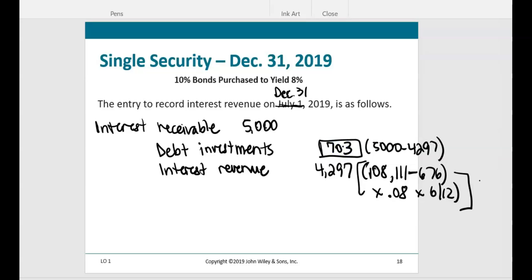Let's take a look at what else we need to record, because remember, so far all we've done is take our debt investments down to amortized cost, but available for sale debt investments are not reported at amortized cost. They're reported at fair value. So we need one more type of adjustment.